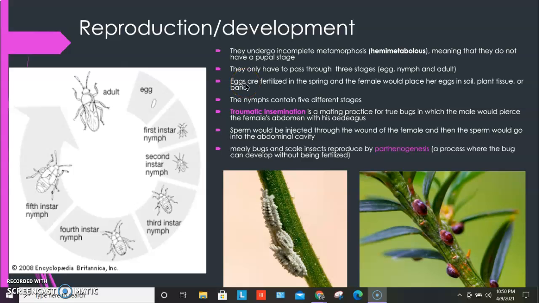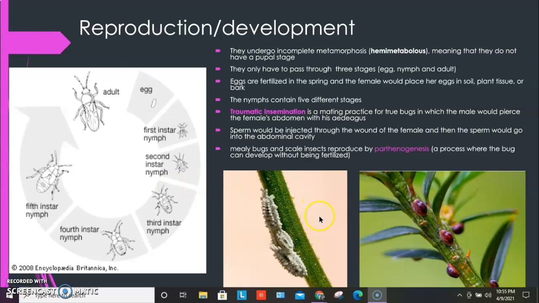I talked about the bed bugs and how they reproduce in the last presentation I did. Basically what that's called is traumatic insemination. The male would take his aedeagus, which is basically the penis, and stab the female's abdomen, and the sperm will be injected through the womb of the female, and then the sperm will go into the abdominal cavity.